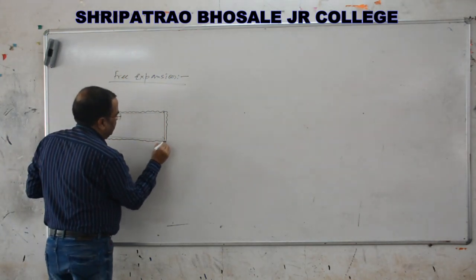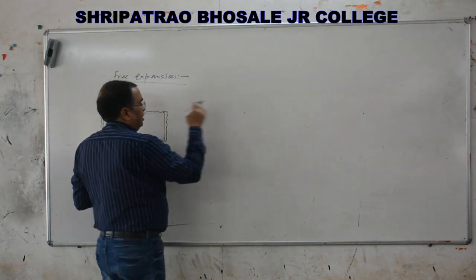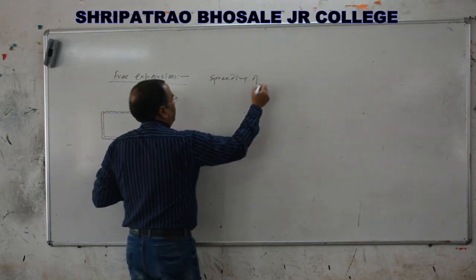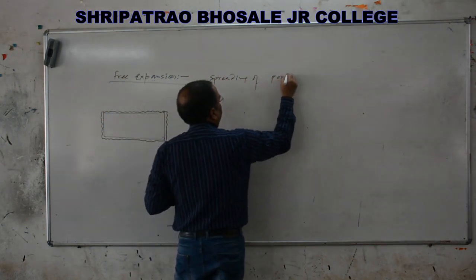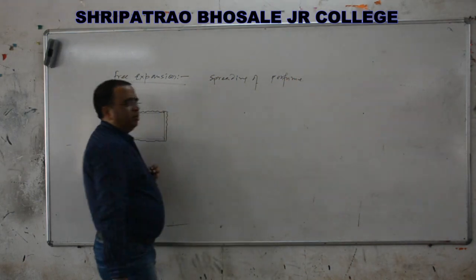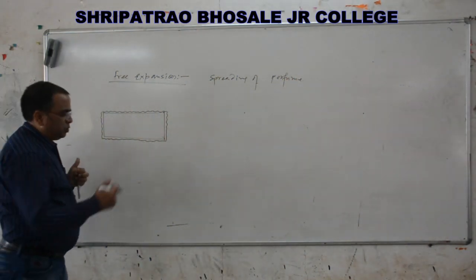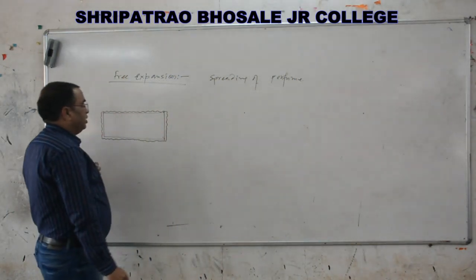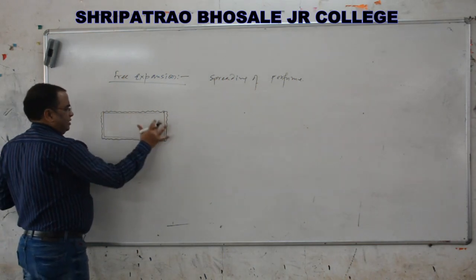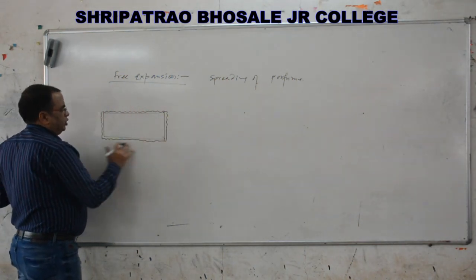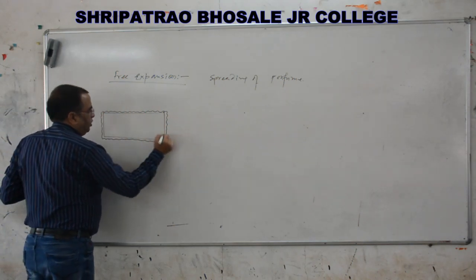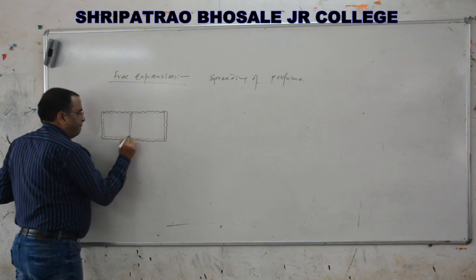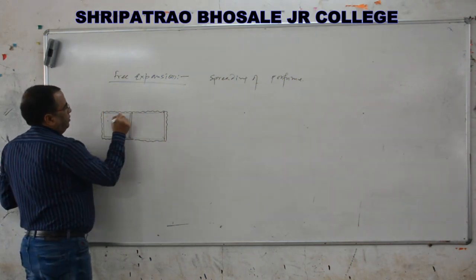A real life example of free expansion is the spreading of a perfume in the class, in the room. When you spray with the spray button, the atomizer, the perfume spreads in the room. So this is an example of free expansion. When a container is totally insulated from the surroundings by an insulating coating, and there is a boundary wall over here, gas is there.